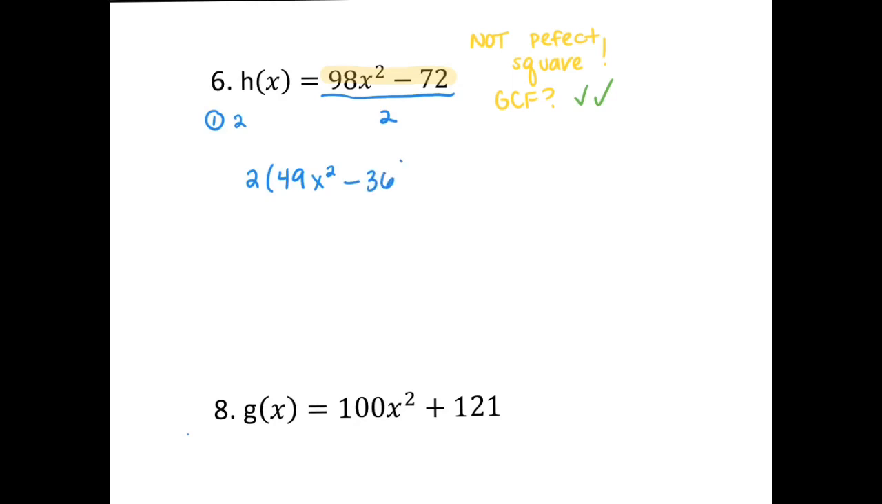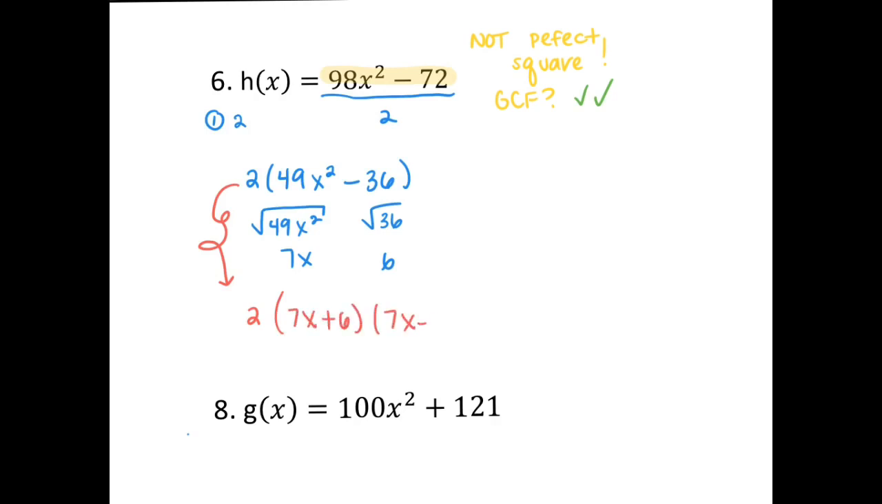Now, those numbers should be ringing bells as perfect squares. So let's square root 49x squared, which gives me 7x, and 36, which gives me 6. Don't forget to drop down the 2 from the greatest common factor that we originally took out, then take 7x and 6, add them, and subtract them, and you're done.